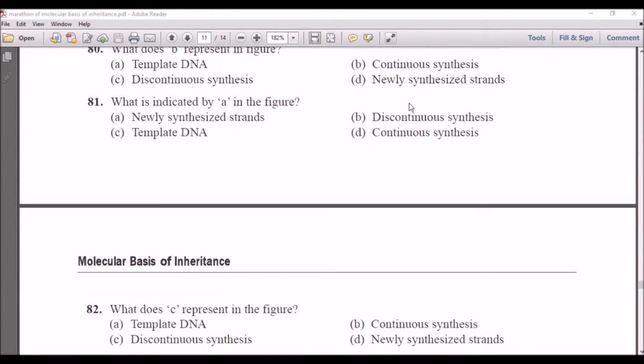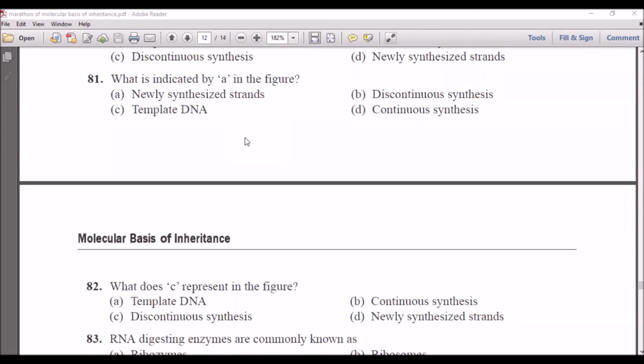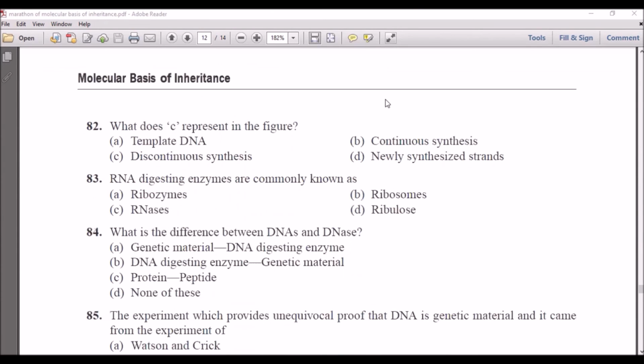Next question is, what is indicated by A in the figure? Newly synthesized strand, discontinuous synthesis, template DNA, or continuous synthesis? So A represents the continuous synthesis of the strand.